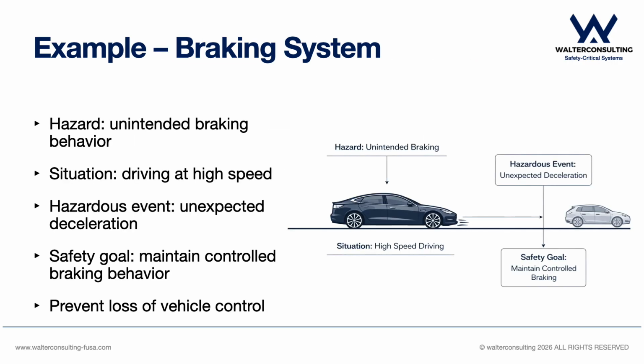Let's look at a simple example. Consider unintended braking behavior. This is our hazard. Now define the situation. The vehicle is driving at high speed on a highway. If unintended braking occurs in this situation, the vehicle may decelerate unexpectedly. This creates a hazardous event. Now the question is, what should the system do to remain safe? This is where the safety goal comes in. A suitable safety goal would be to ensure controlled braking behavior and to prevent loss of vehicle control. So instead of describing the problem, the safety goal defines the desired safe outcome.